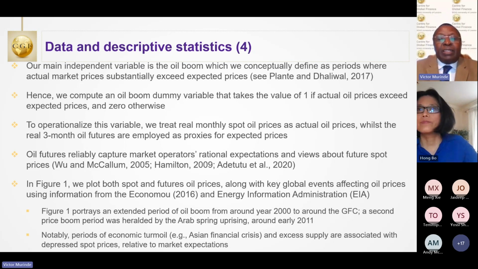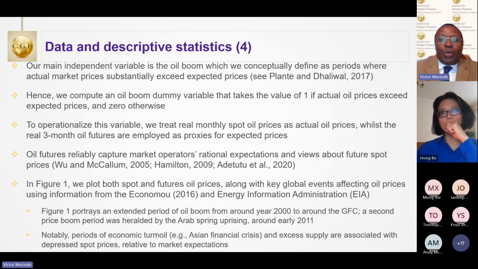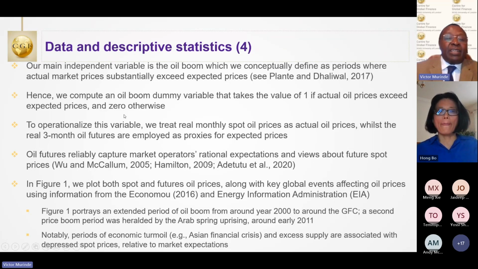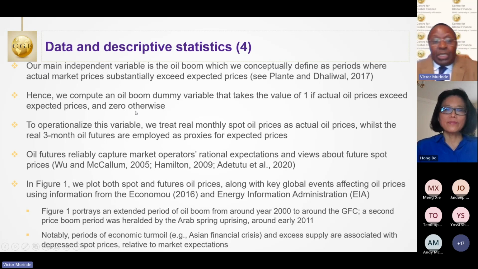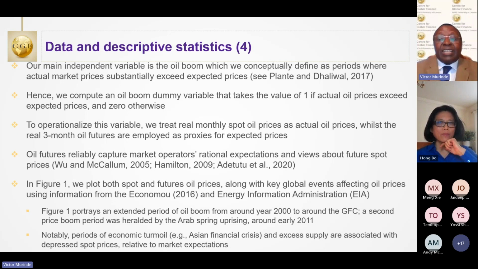In terms of the independent variables, as mentioned, summarized in that table, for the oil boom, we conceptually define the oil boom as periods when actual market prices substantially exceed expected prices. So we have expectations and spot values. Hence, that's where we compute the oil boom variable, taking the value of 1 if actual oil prices exceed expected prices and 0 otherwise. And we treat monthly spot oil prices as actual oil prices. They are spot and they're actual.